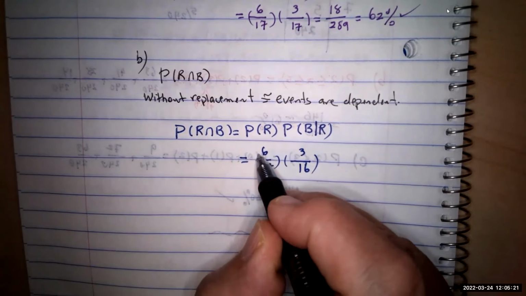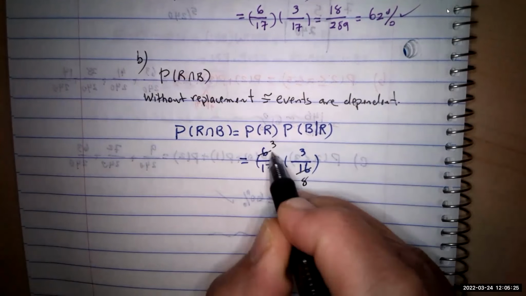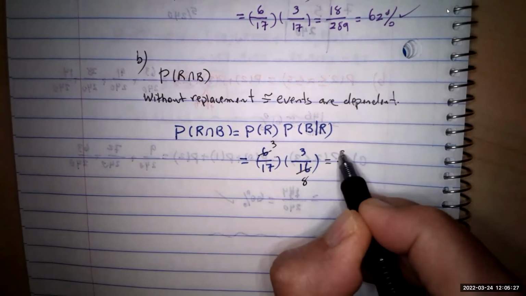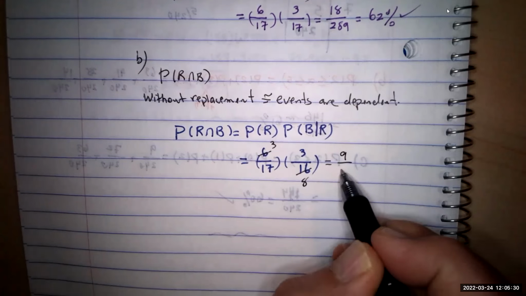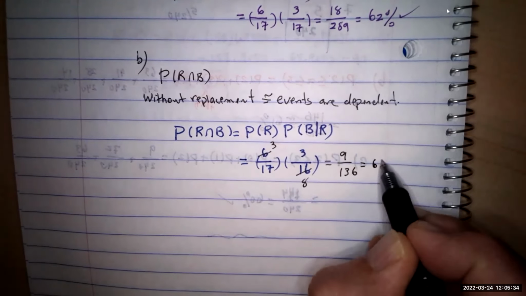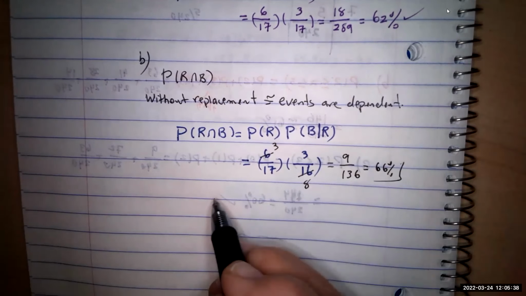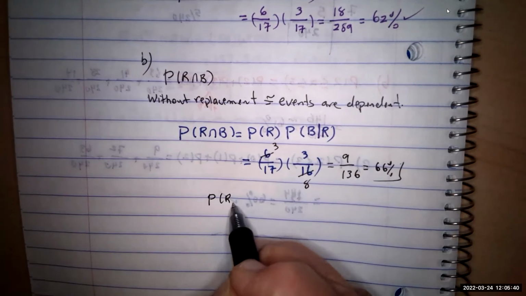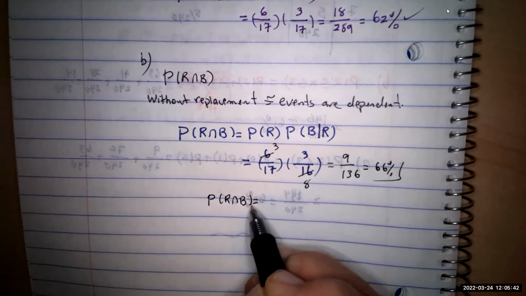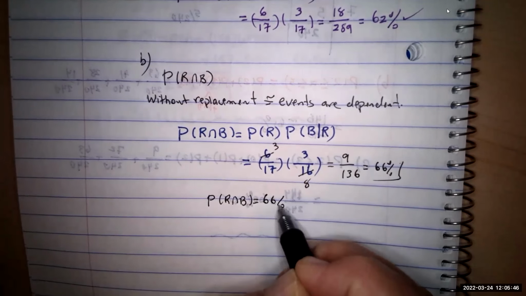If you want to simplify it, you can simplify by 2. That gives you 3 over 8. Then you multiply them together. 3 times 3 would be 9. 8 times 17 would be 136. And if you use your calculator, that gives you 6.6%. So the second part, probability of R and B, is going to be 6.6%.